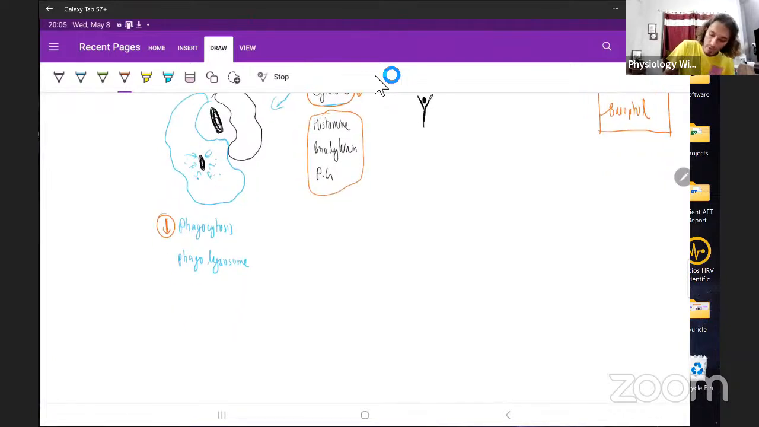This is a very important point: lysosomal membrane stability. Basically, it stabilizes your lysosomal membrane. This is one of the most important functions of cortisol in anti-inflammatory activity.